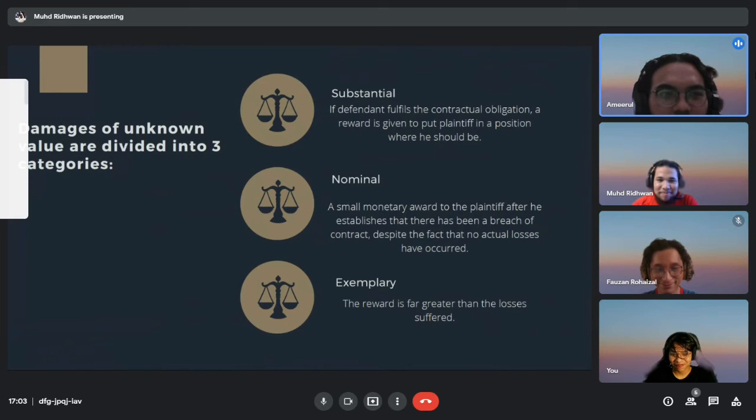So, damages of unknown value are divided into three categories. The first one is substantial, where if the defendant fulfills the contractual obligation, a reward is given to put the plaintiff in the position where he should be. Second one is nominal, which refers to a small monetary award to the plaintiff after he established that there has been a breach of contract, despite the fact that no actual loss has occurred. And the last one is exemplary, where the reward is far greater than the losses suffered.